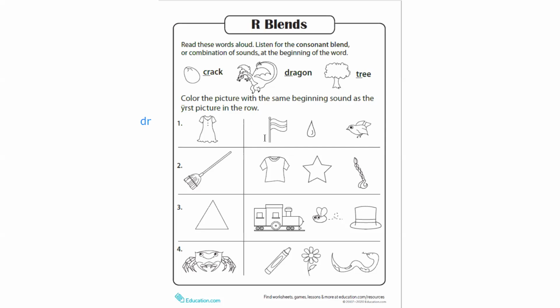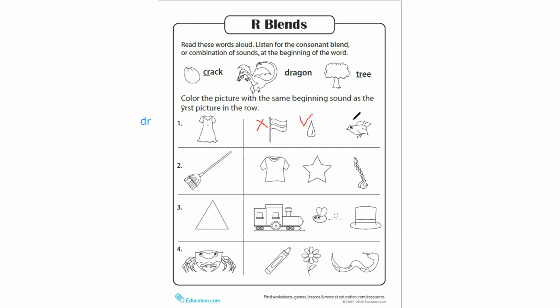Now, what is the picture that makes the same sound as dr? Let's see. This is a flag. Flag. So do you hear dr? No. So I will cross it. This is a drop. Drop. Do you hear dr? Yes, you do. In the beginning, dr, op, drop. So I will tick mark this.